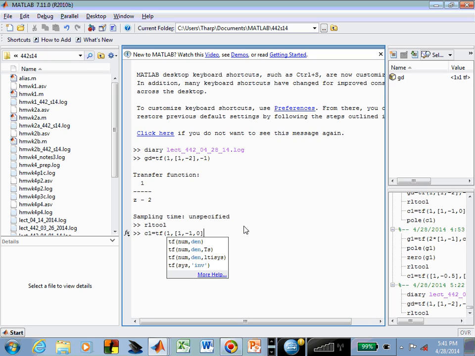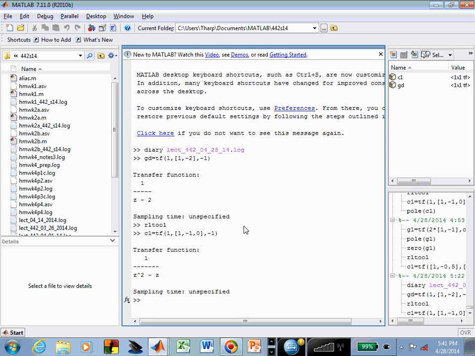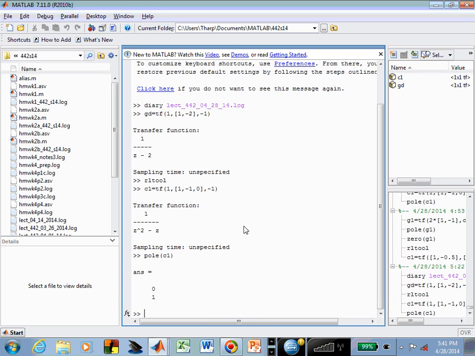That's my denominator, and since my plant didn't have a specified sampling period, I better not put one for the controller that I'm going to connect it with. And if I didn't know whether I had input the data right, I might check the pole locations of that controller, and in fact they are at the origin and z equal 1.